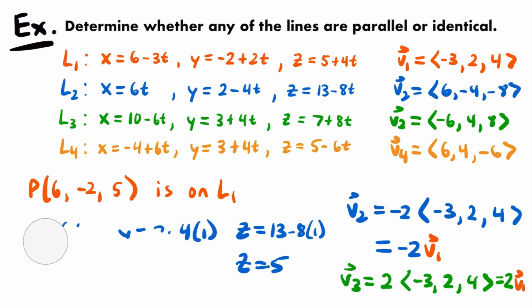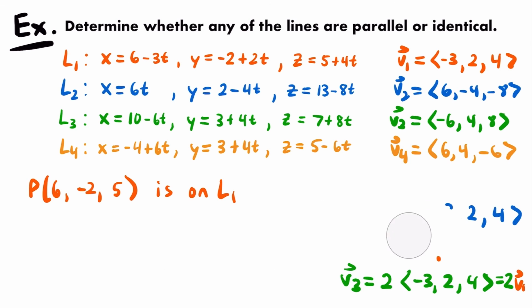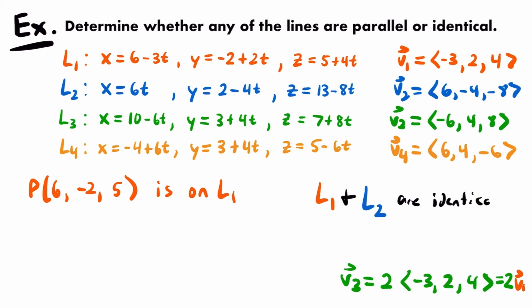Okay, and so now we know that lines 1 and 2 are identical, so let's write that down. Line 1 and line 2 are identical. They represent the same exact line, but with two different sets of parametric equations.